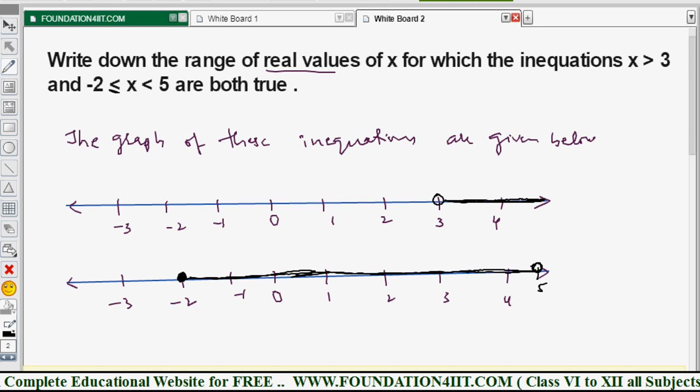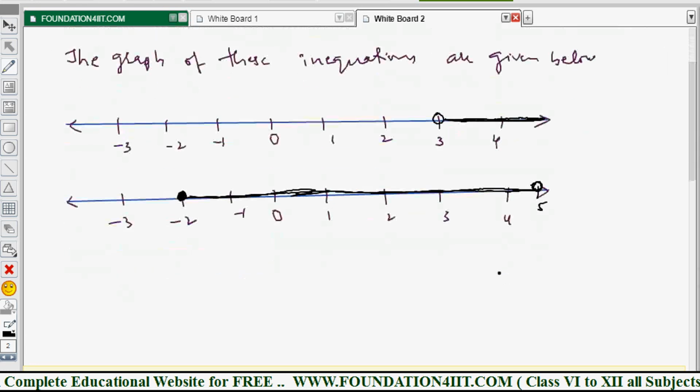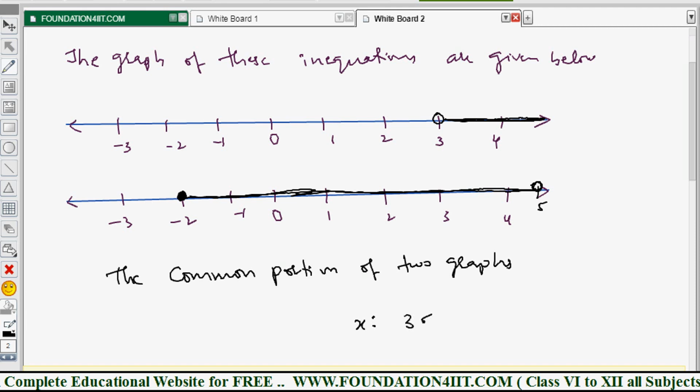Right. Now from these both, both are true. So we can take the common solution. So the common portion of these two graphs is only from here to here. So 3 and this side. From these two lines, just take only the common portion. Right? That is where both are true. So therefore the common portion of the two graphs is x such that 3 less than x less than 5. 5 is up to 5 itself, because it is not extending more.